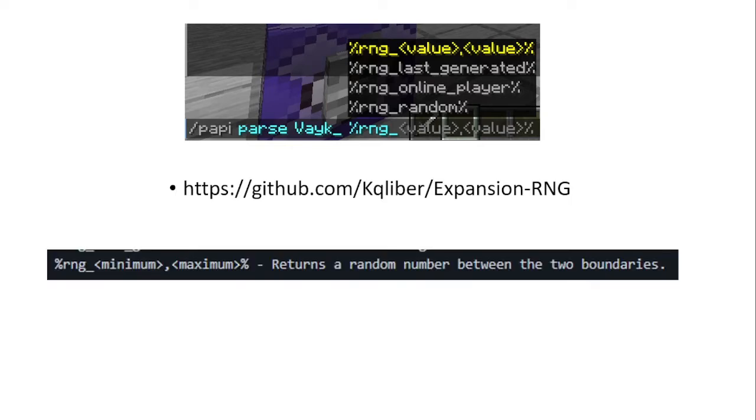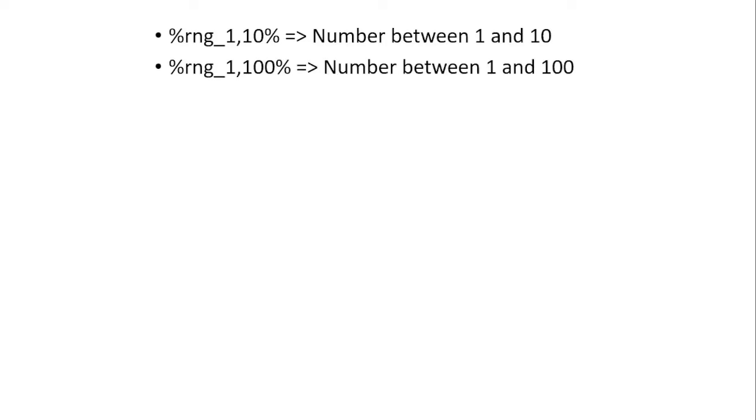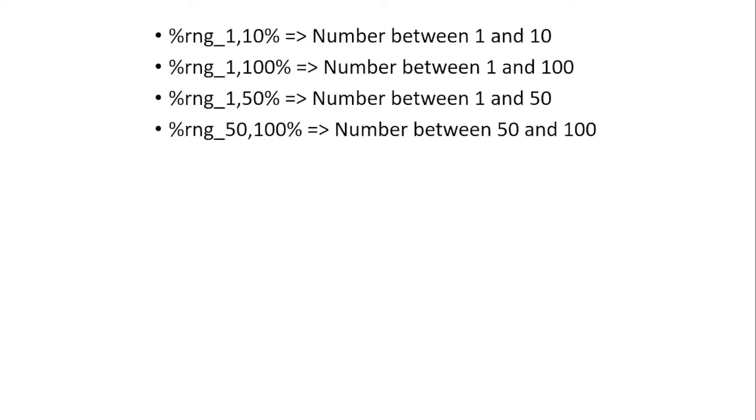Let's say we don't know how it works. We can take a look at the wiki of the RNG expansion, and we will see that RNG value means minimum and maximum. It returns a random number between the two boundaries. Let's see a couple of examples. RNG 1 and 10 returns a number between 1 and 10. RNG 1 100, a number between 1 and 100. 1 and 50, a number between 1 and 50. And 50 and 100, a number between 50 and 100.